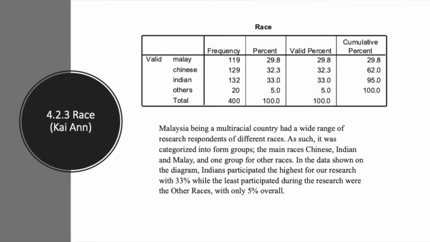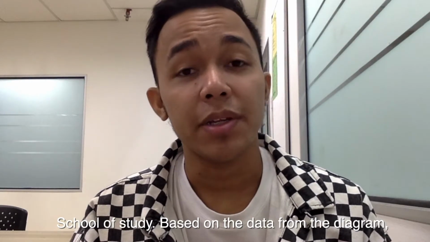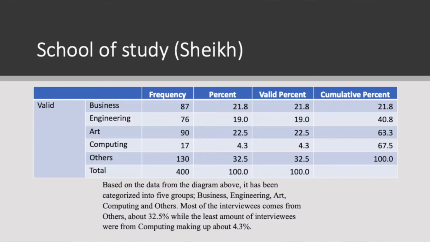From our research, we targeted respondents from different races. As the table shown, the survey has been done within the range of university or college students around Nilai area. Every one of them is related to our research background. School of study. Based on the data from the diagram, it has been categorized into 5 groups: business, engineering, art, computing, and others. Most of the interviewees come from others, about 32.5%, while the least amount of interviewees were from computing, making up about 4.3%.